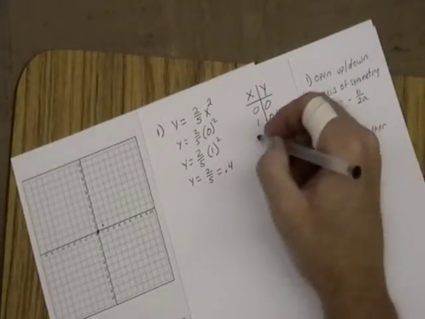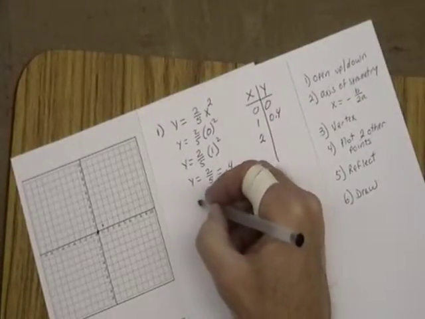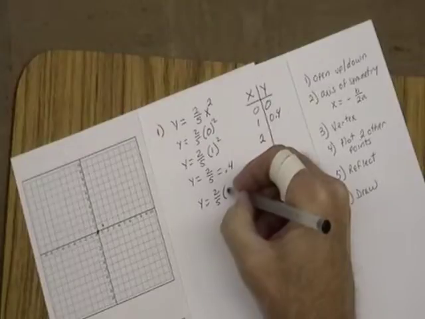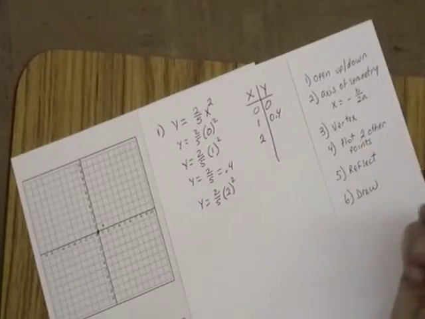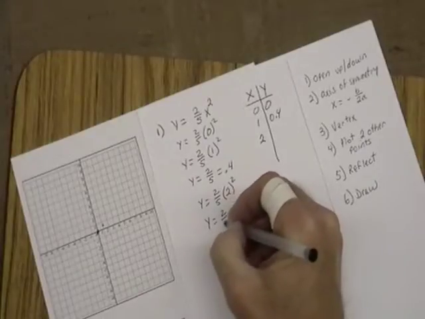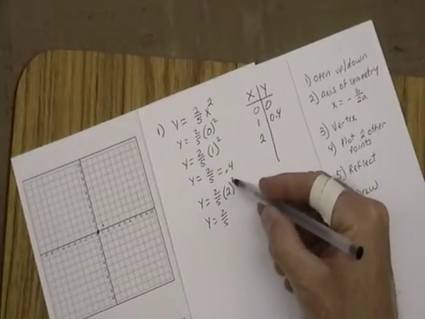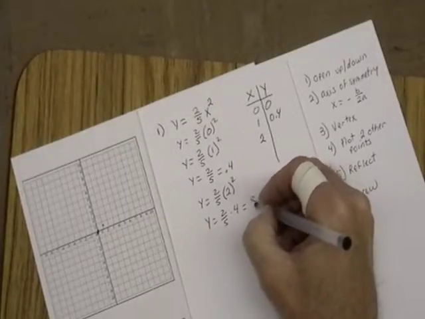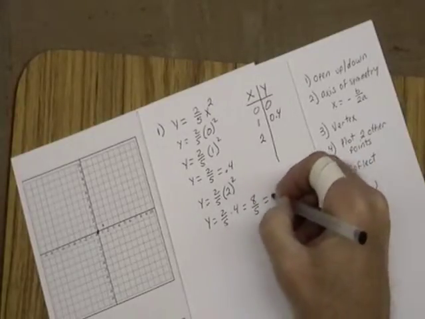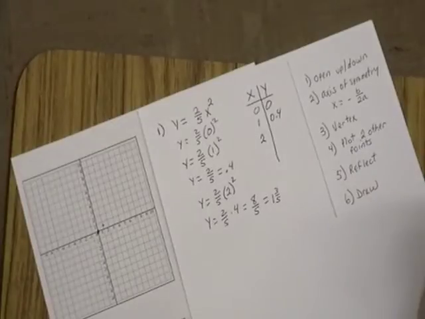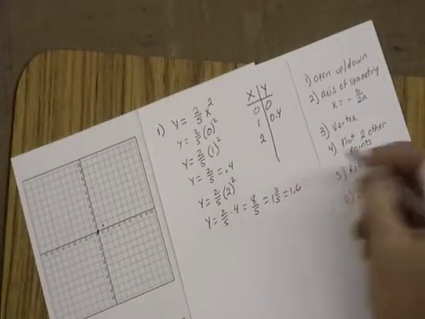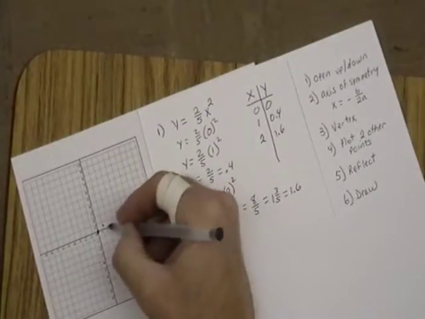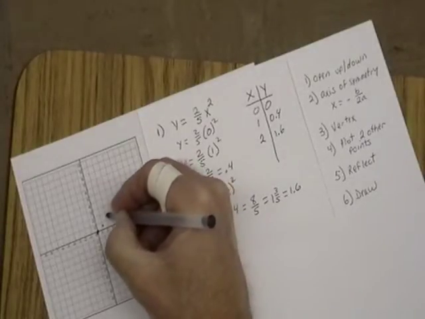And then the next point over, we'll take a 2. So y equals 2/5 times x squared, so x is 2. And so y equals 2/5 times 2 squared, which is 4, which gives us 8/5, which gives us 1 3/5, or 1.6. And so we can go 1.6. And so we go over to 2, up 1.6.